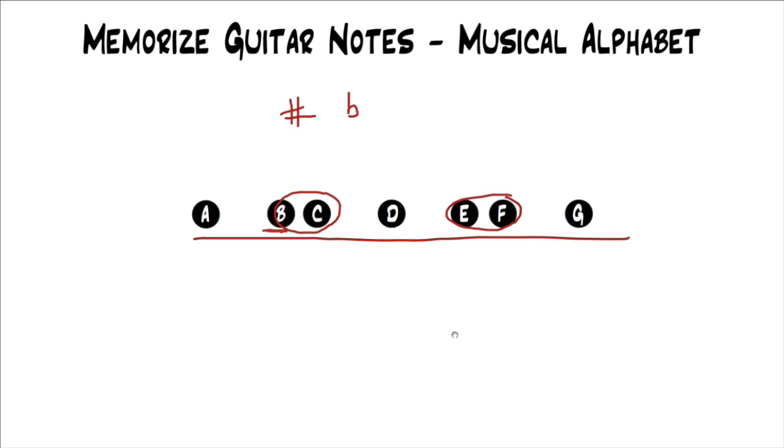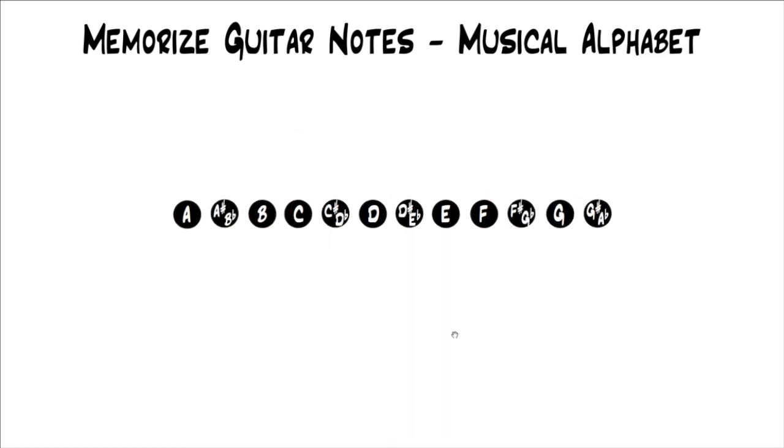So if we were to fill in the accidentals, the sharps and flats, it would look like this. So now we still have from A to G, but as you can see, there's sharps and flats. There's A sharp and B flat, C sharp and D flat, D sharp and E flat, F sharp and G flat, and G sharp and A flat.